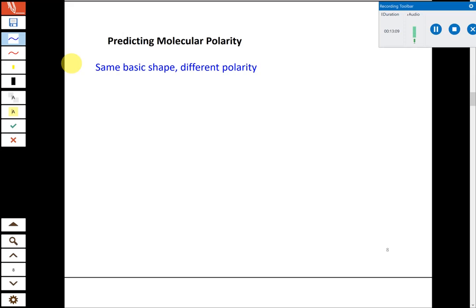Now, there is a possibility, though, that you have to think a little bit more than just the basic shape to understand the polarity, okay? So in some cases, you can have same basic shape, same polarity. So let's do this one here. Let's do CCl4. Now what we would predict for this one is that it's going to be tetrahedral.